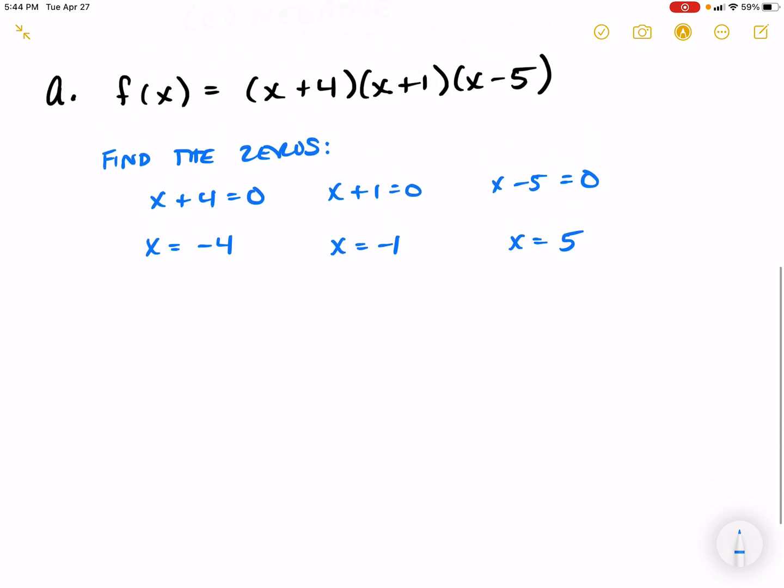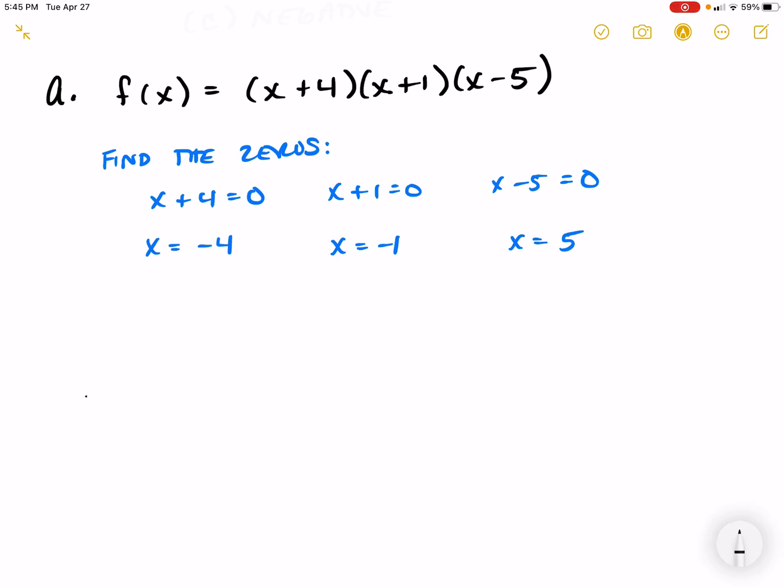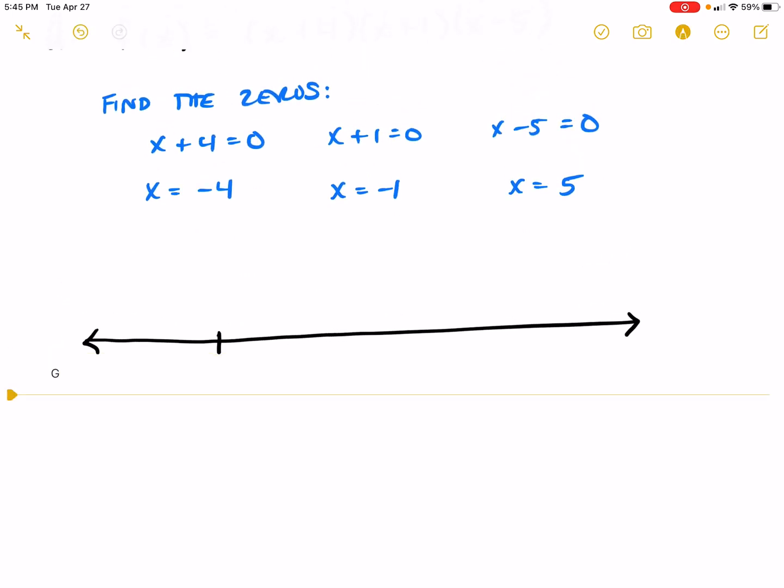And so what we're going to do here is create the sign chart, which is going to look like a big number line. Sometimes you'll see in textbooks a sign chart is an actual chart or table. I like this method a little bit better, even though I'm using a number line. First we're going to put our zeros in, which is -4.